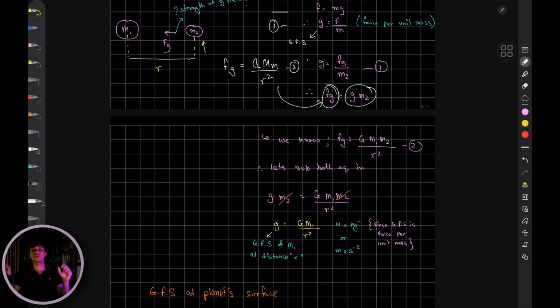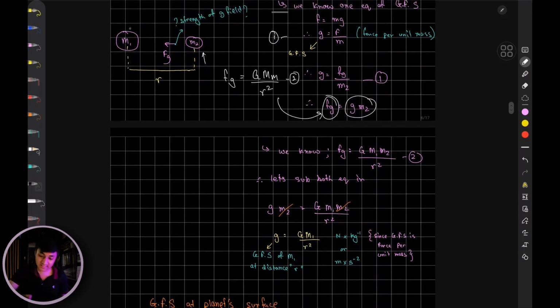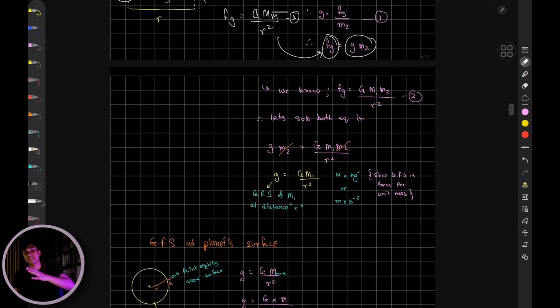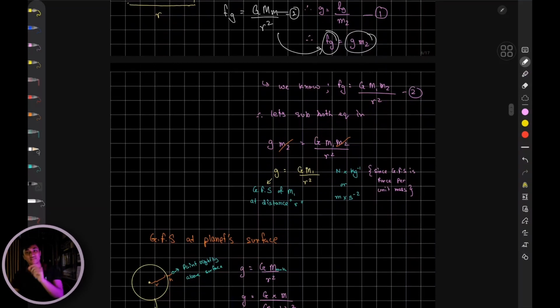So you have equated the two force formulas known to you, and what you get at the end of the day is the formula for gravitational field strength, GM by r squared. That is the mass of Earth, whose gravitational field strength you're measuring, divided by the separation at which the object, the m2 mass, is. Therefore, gravitational field strength is given by the gravitational constant times the mass of itself divided by the separation squared.